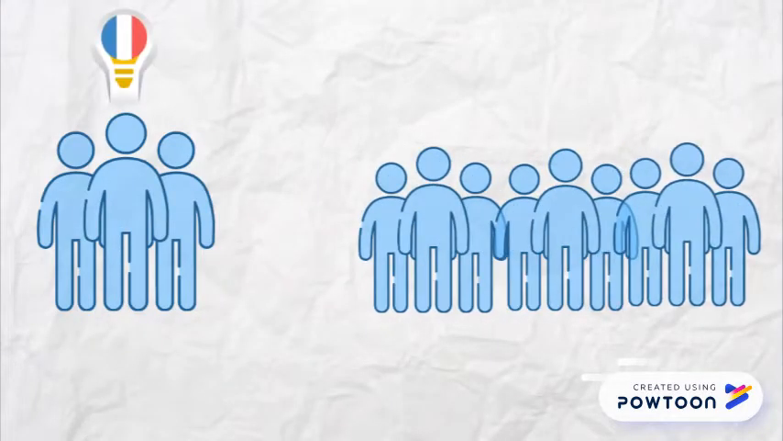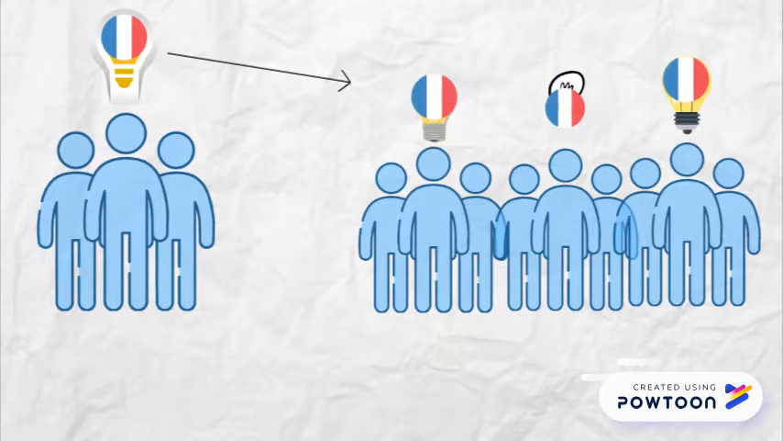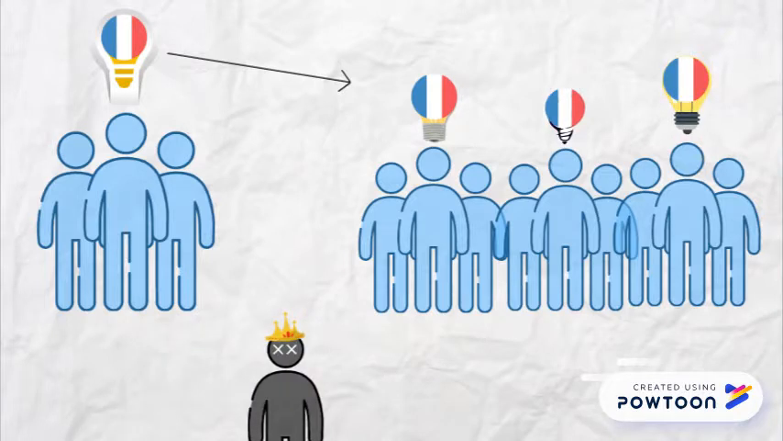The spreading ideas of Enlightenment would eventually lead to the outbreak of the French Revolution, which would ultimately result in the end of the French monarchy and the death of Louis XVI.